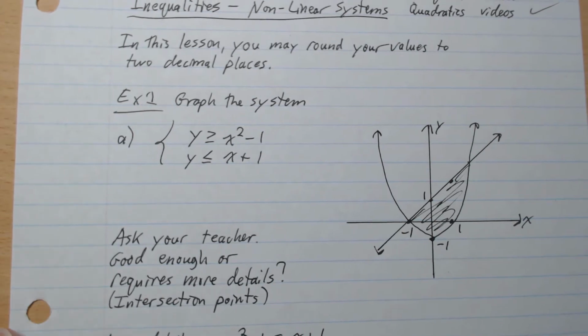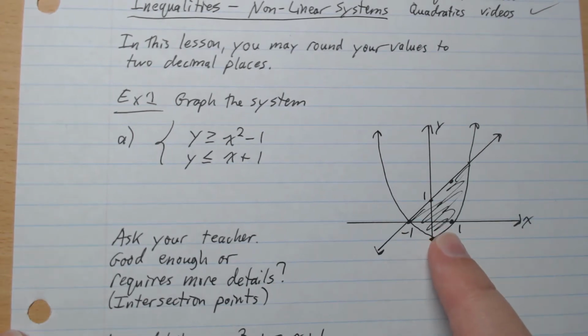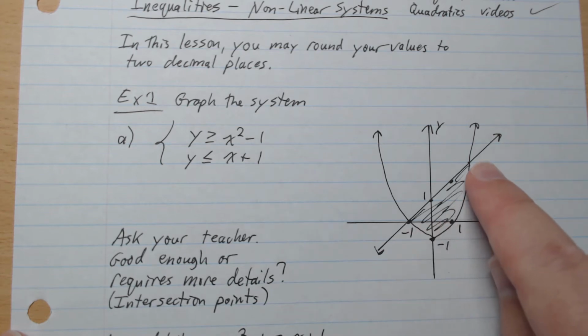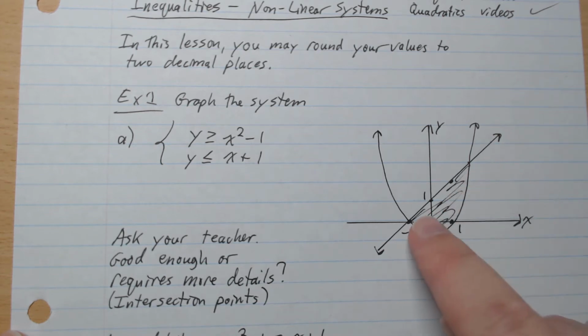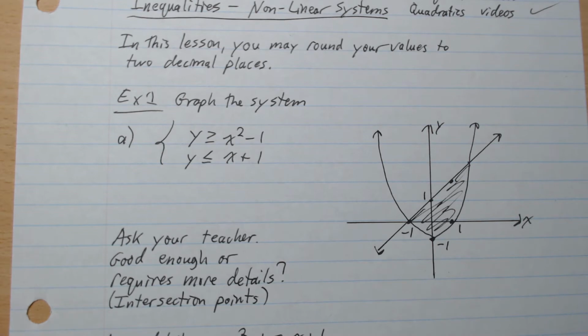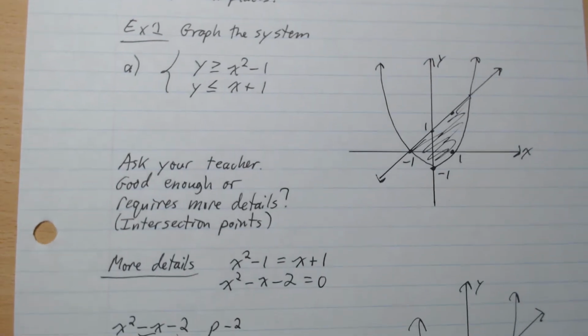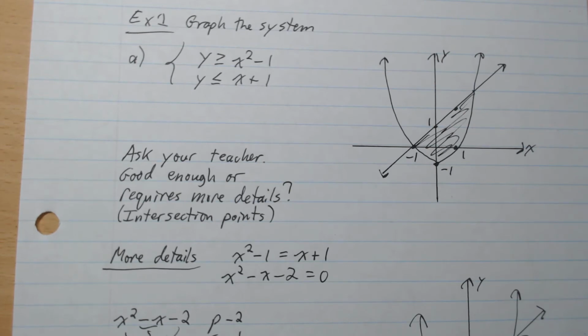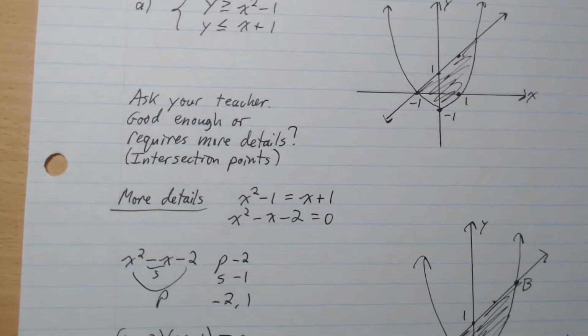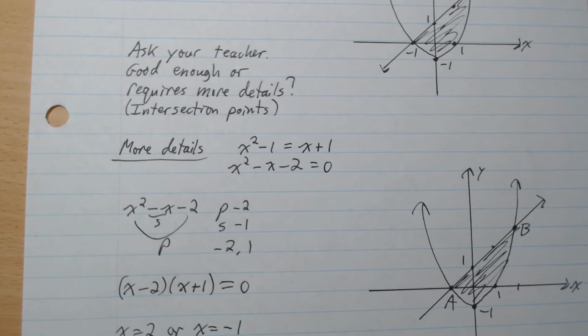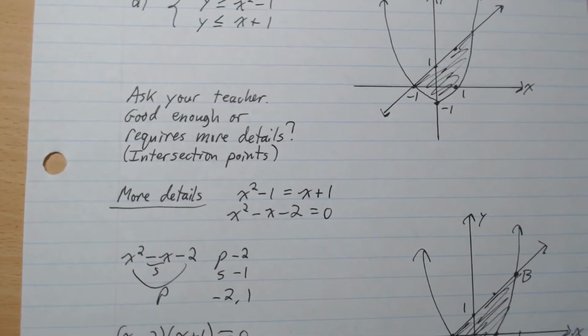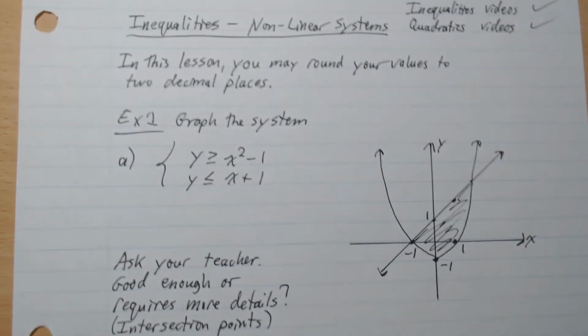Now this is something that you should ask your teacher. Is this good enough, or do you require more details, such as the intersection points, like that? Specifically, what are those values? So I'm going to assume that your teacher says yes, you need those intersection points, and so we're going to cover it in this video. But if you don't need it, you can skip over, no problem. Okay, so we're looking for intersection points. So we're going to do a substitution.